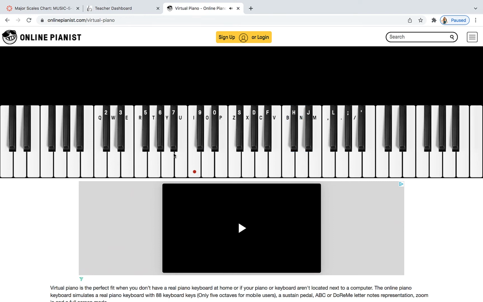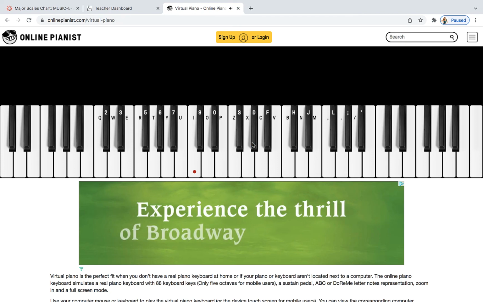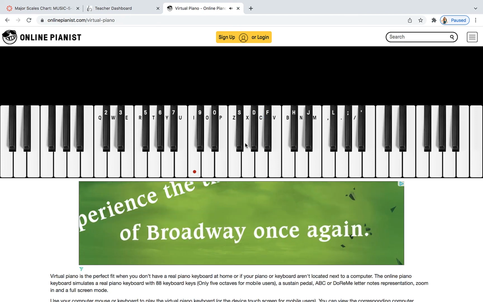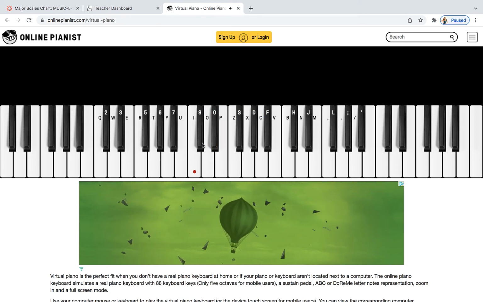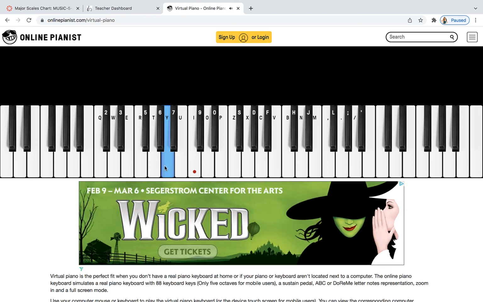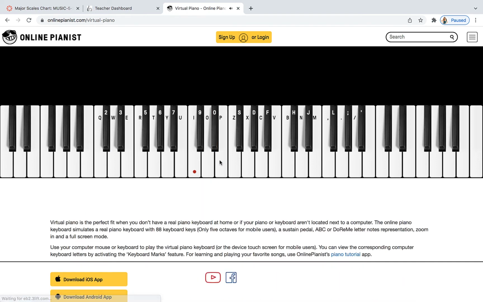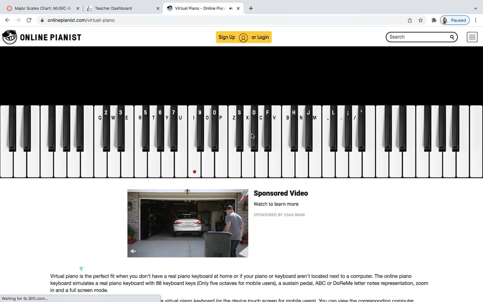Let's do E major. No, not E major. Let's go A major. From here, I went up a whole. Whole. That's A, B, C sharp. Now from here, I got to go a half. I got to go whole. I got to go whole. Got to go whole. And half.